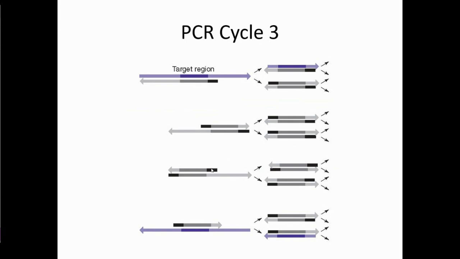And now, if we look at these two short products, they will only amplify the exact size of the PCR fragment, your target PCR product. Only this short product from cycle 2 will give you the exact product that you want. So that's the detail of the first 3 cycles of the PCR reaction.